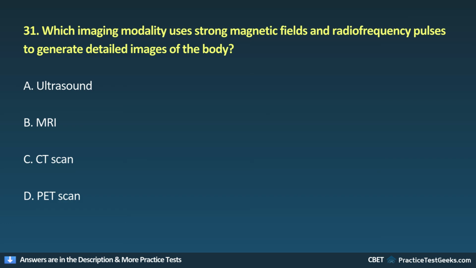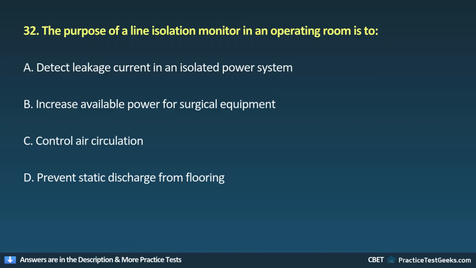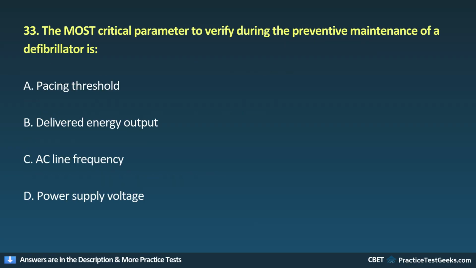D. PET scan. 32. The purpose of a line isolation monitor in an operating room is to A. Detect leakage current in an isolated power system. B. Increase available power for surgical equipment. C. Control air circulation. D. Prevent static discharge from flooring.